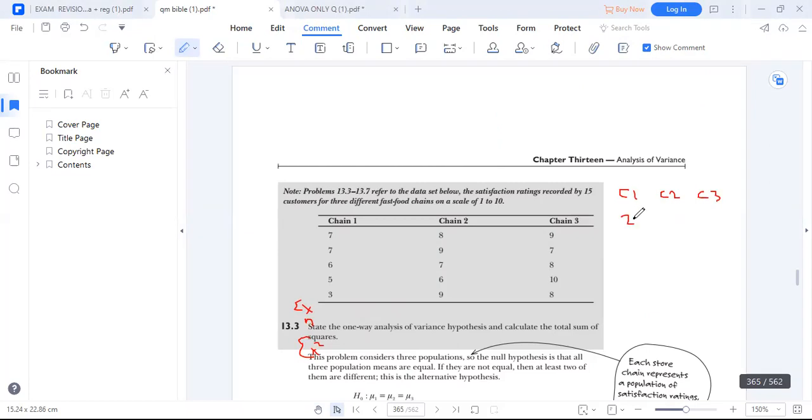28. And how many were there? There were five, is it? In the chain, five observations. And what was the summation of x squared? Square them individually, what are you getting?